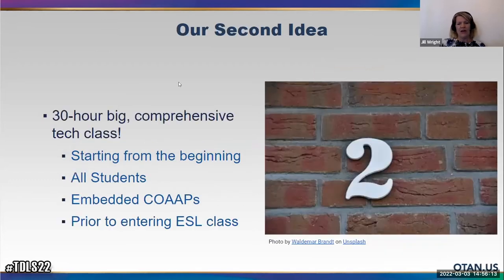Our second idea, we really thought, well, if we're doing this, we could do that. And ooh, we could do the other thing too. And oh, why not put all of that together into something amazing and big and comprehensive? And it would be absolutely wonderful. So our second idea was a 30-hour face-to-face pre-class class. Probably it would have been longer than 30 hours. That would include embedded COAAPs. Comprehensive, we would start from the very, very beginning for all students, also prior to entering ESL. Got a little bit of pushback on that one.